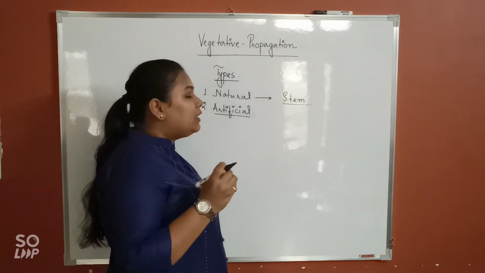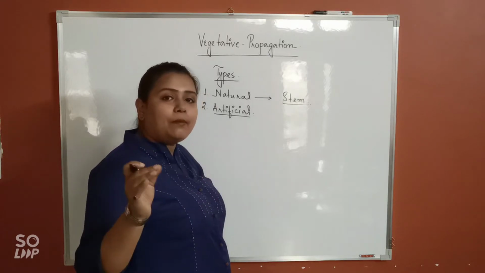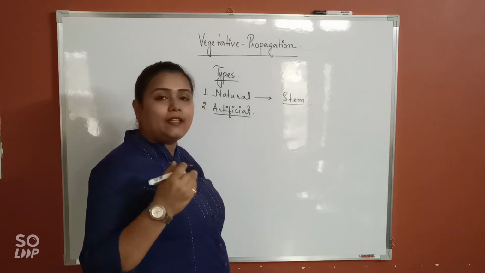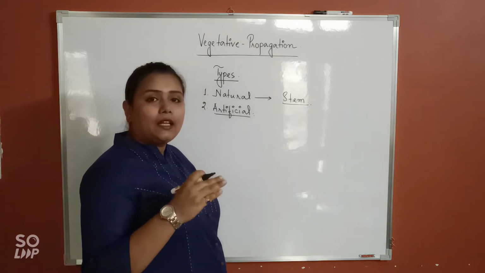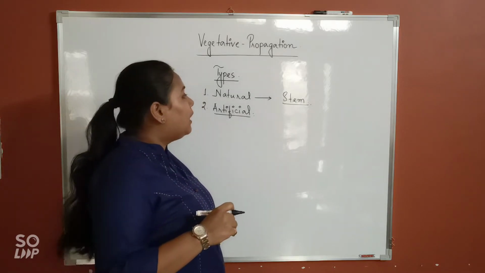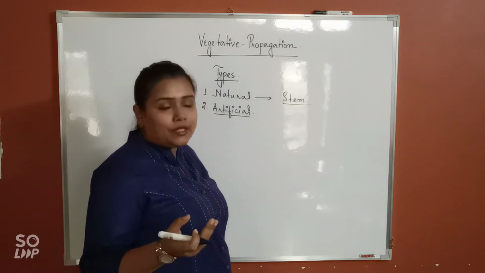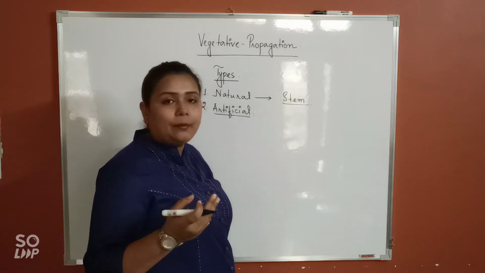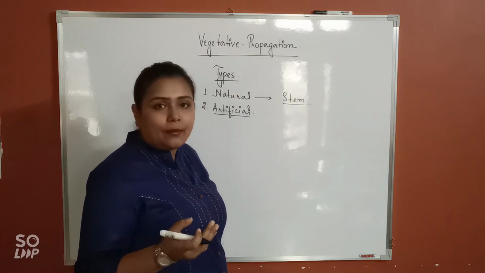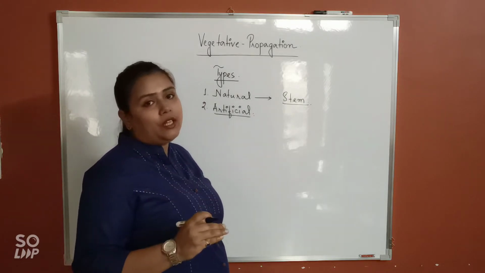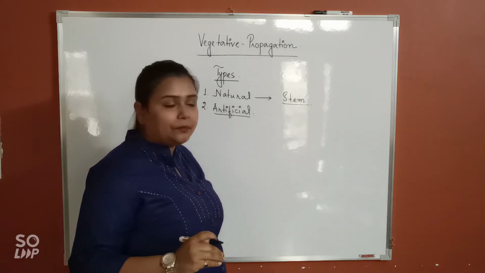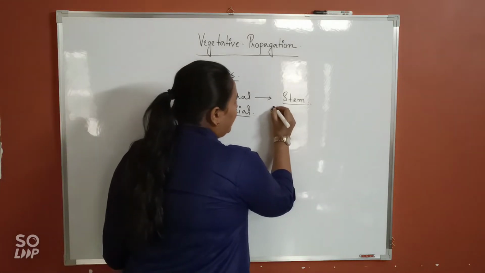Now, among the stems, you know there are various types of stem. That is also discussed in detail in the class 11 morphology chapter. Now, there are basically three types of stem. That is underground stem, then there is subaerial stem, then there would be aerial stem, isn't it? So, let us take some important examples from each of the categories. Starting with underground stem.